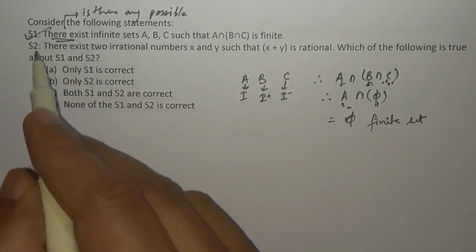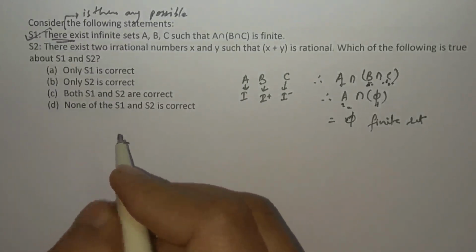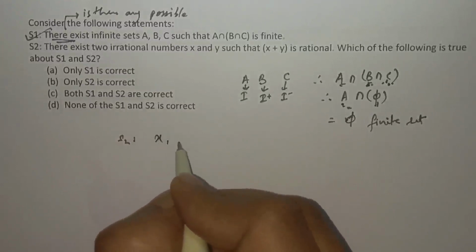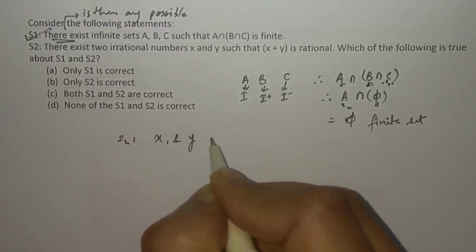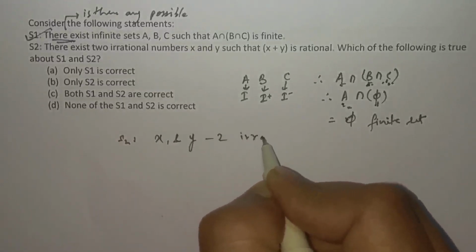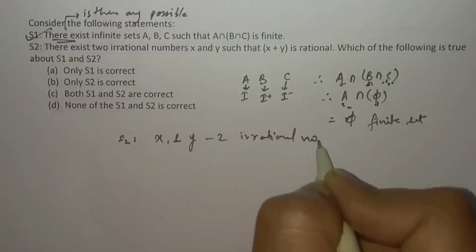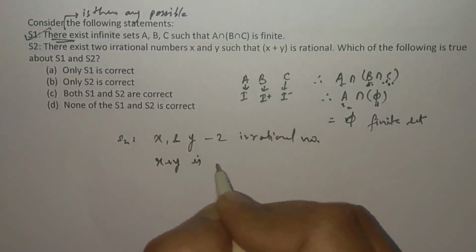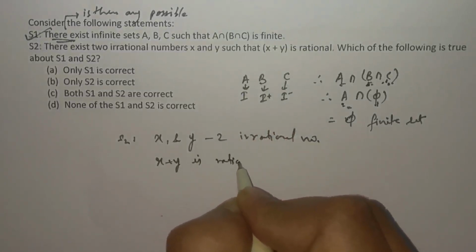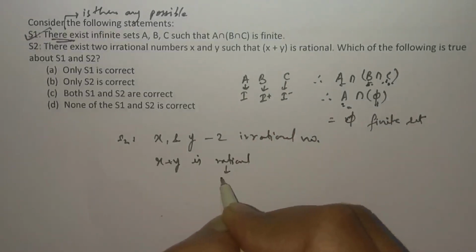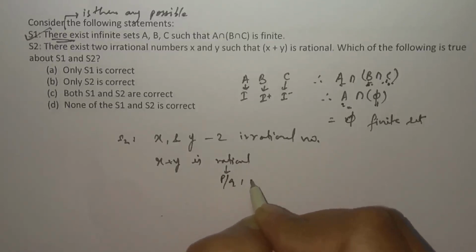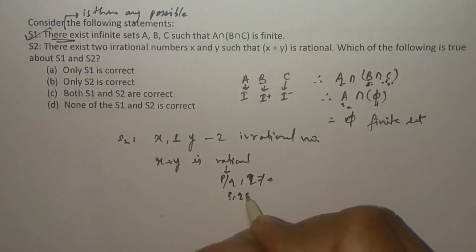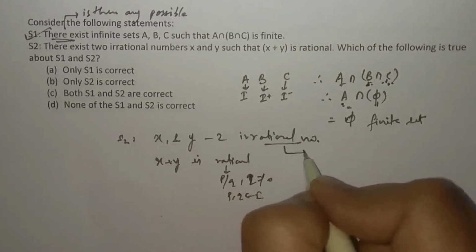Now I will check statement S2. S2 says that there are two irrational numbers x and y such that x plus y is rational. Rational means a number of the form p by q where q is not equal to 0 and p, q belong to the integers.